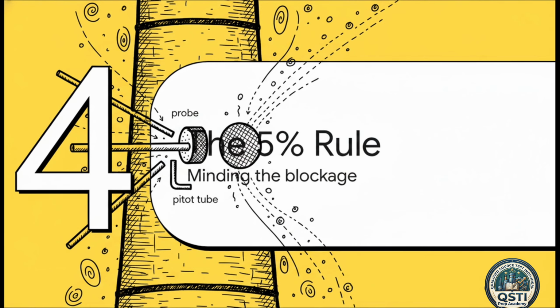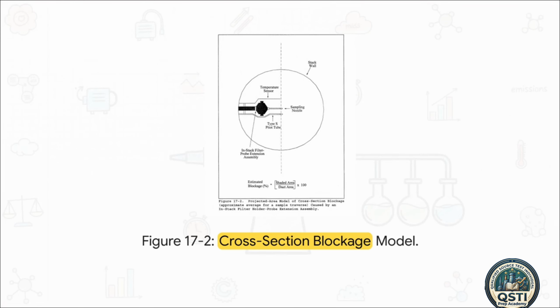Section 4. The 5% rule, minding the blockage. Now, whenever you insert testing equipment directly into an exhaust stream, you're obviously introducing a physical obstacle. Imagine looking down the stack from above. You've got the stack wall forming the outer circle, and then there's this bulky in-stack filter holder pushing right into the middle of the flow. As the gas rushes up, your equipment is basically acting like a roadblock. So testers are actually required to calculate this cross-section blockage by taking the shaded area of the equipment and dividing it by the total area of the duct.